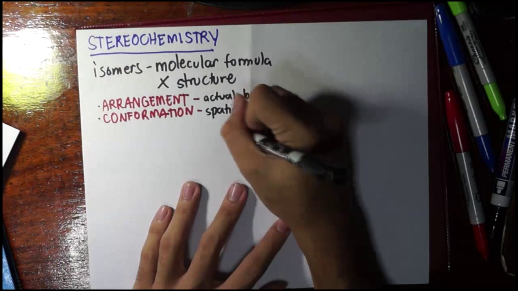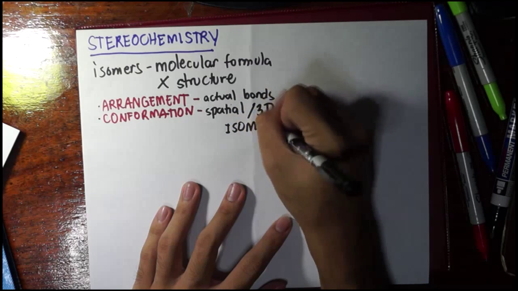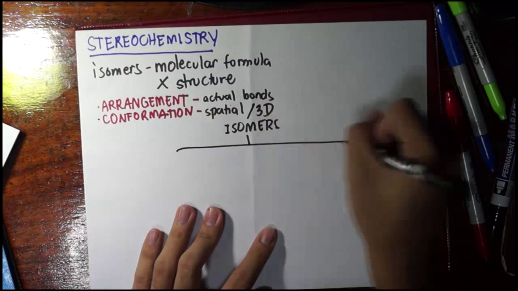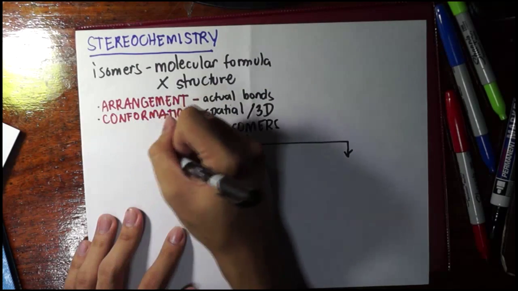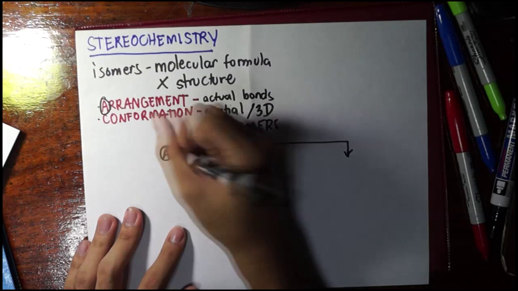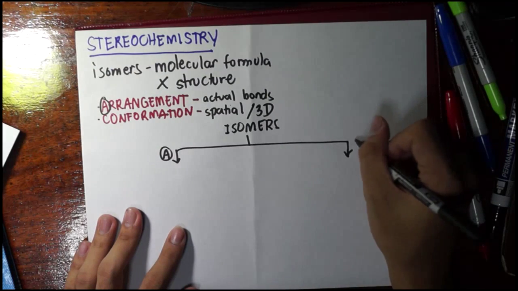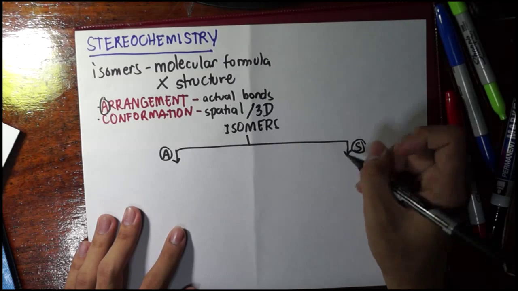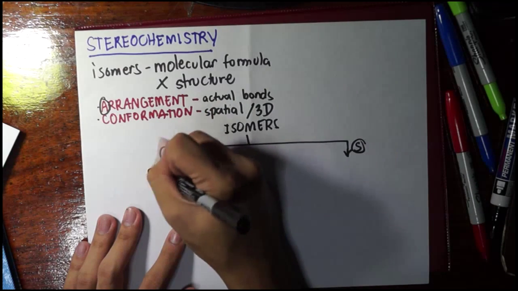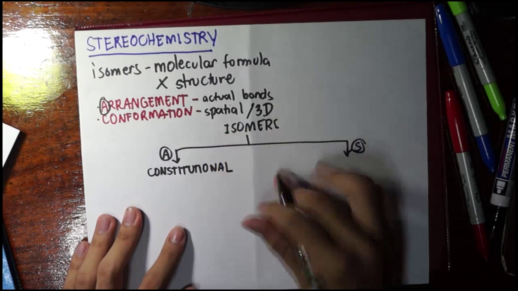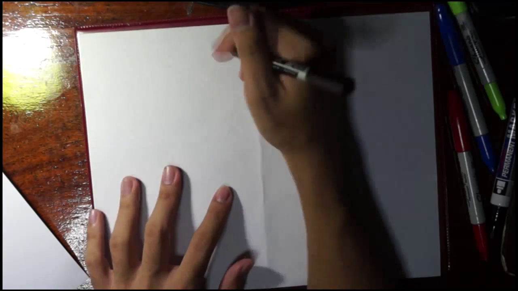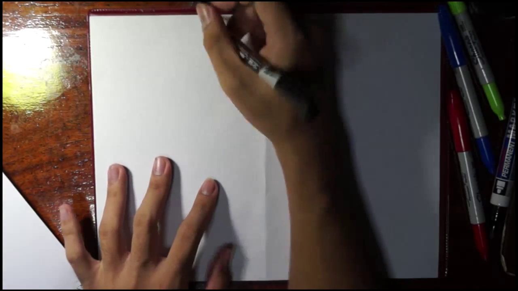First of all, we could classify isomers based on whether their difference in structure is by arrangement. I'll just use the letter A here, or space. If the difference is arrangement, you call that constitutional. How would you say there is a difference in arrangement? We say arrangement is talking about the actual bonds.